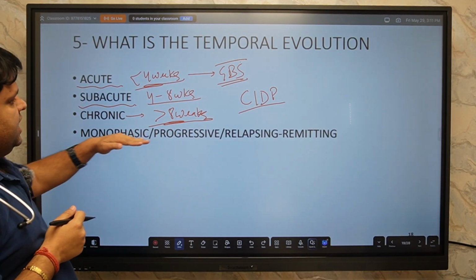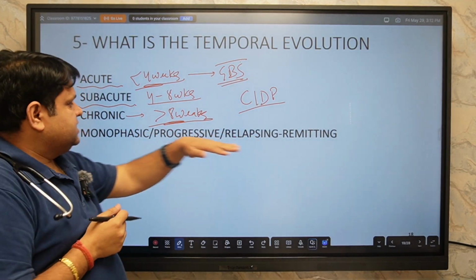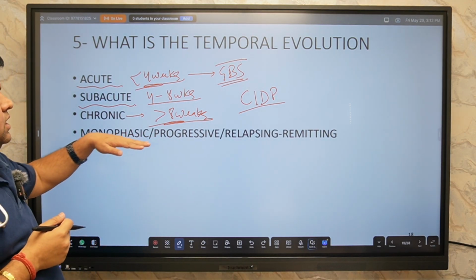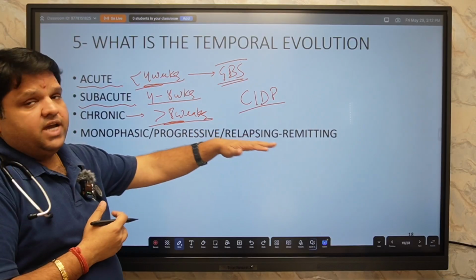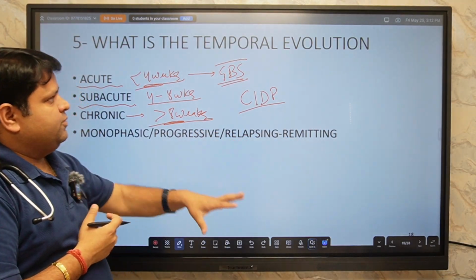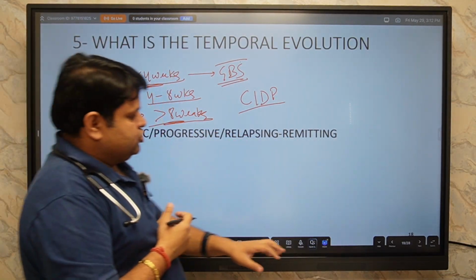Then, is it a monophasic illness, a progressive illness, or a relapsing-remitting illness? GBS is a monophasic illness. Other neuropathies like diabetic neuropathy are the progressive type. CIDP is usually the relapsing-remitting type of neuropathy. So what type of temporal evolution is present?